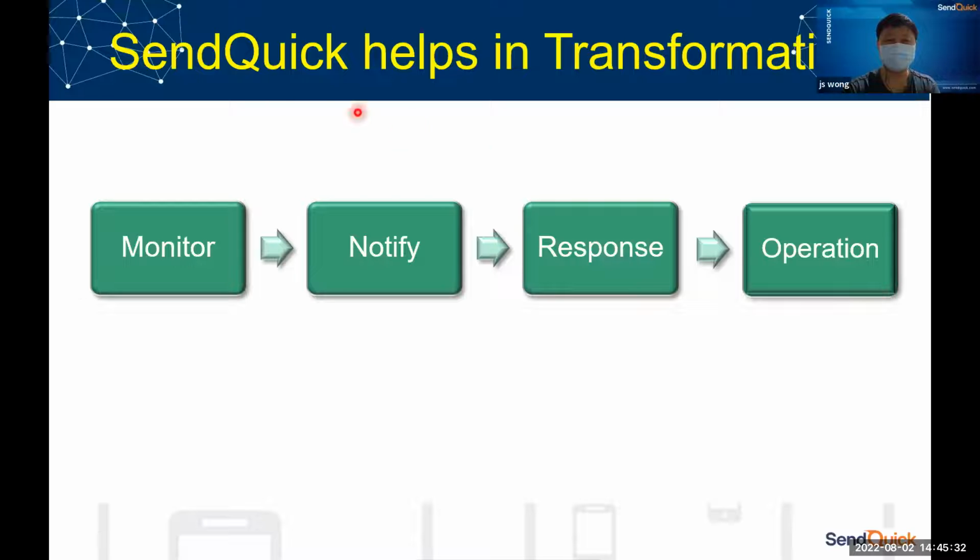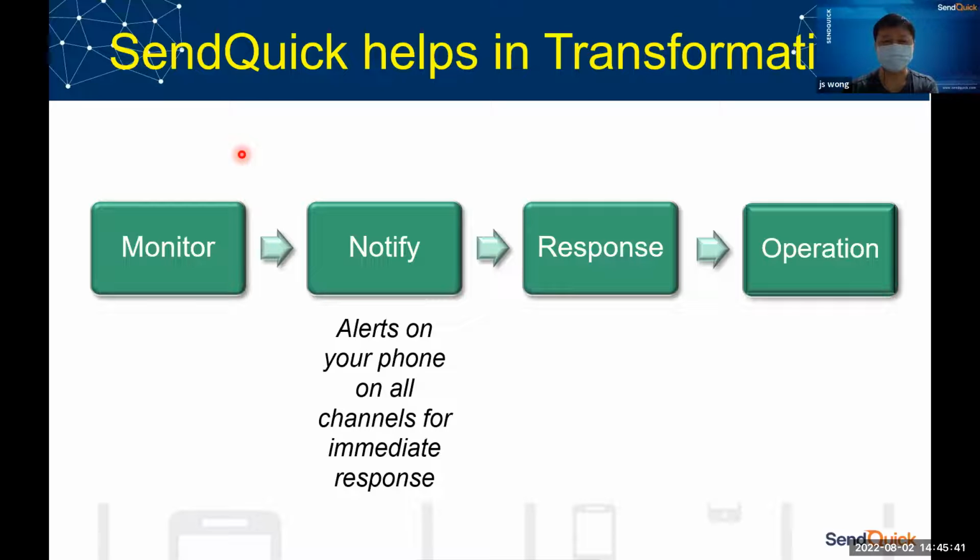On the monitoring side, you can use any monitoring system like your PRTG, your WhatsUp Gold, and many others. But when it detects some problem, SendQuick comes in and we alert on your phone on all channels. Not only on SMS or Telegram, but every channel, whichever your customers require. SendQuick is the only product in the market that has all these channels. Sometimes you have a product that has one or two channels, but it may not be sufficient. And very important is the fallback.